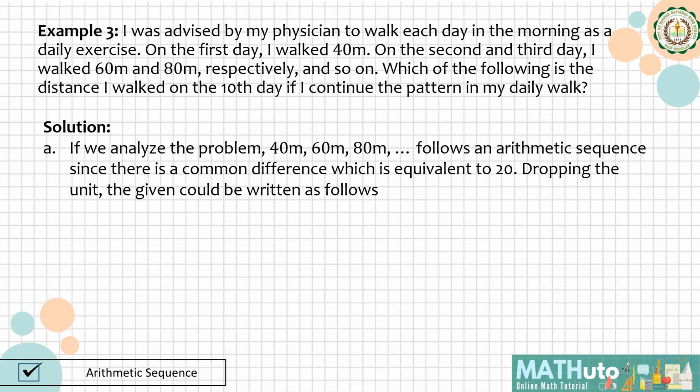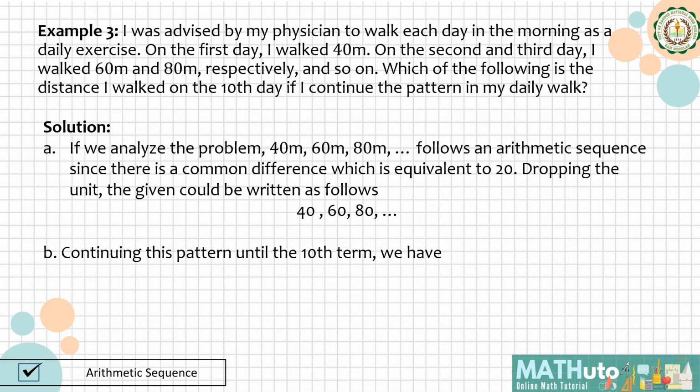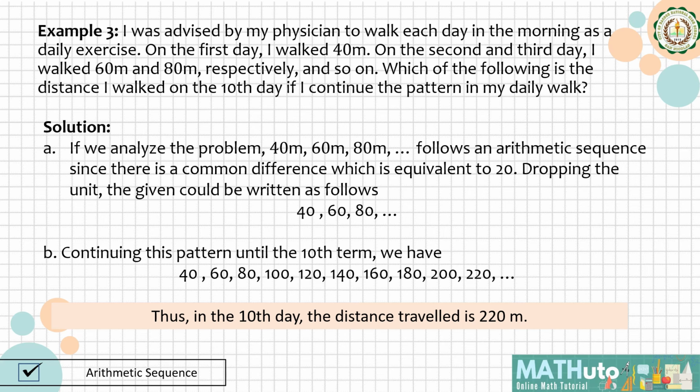For this problem, if we analyze 40 meters, 60 meters, 80 meters, it follows an arithmetic sequence since there is a common difference, which is equivalent to 20. Dropping the unit, the given could be written as follows: 40, 60, 80. Continuing this pattern until the 10th term, we will have 40, 60, 80, 100, 120, 140, 160, 180, 200, and 220. Therefore, on the 10th day, the distance traveled is 220 meters.